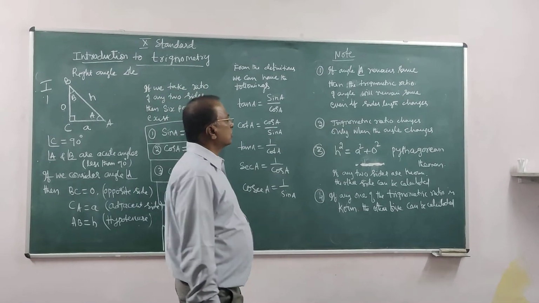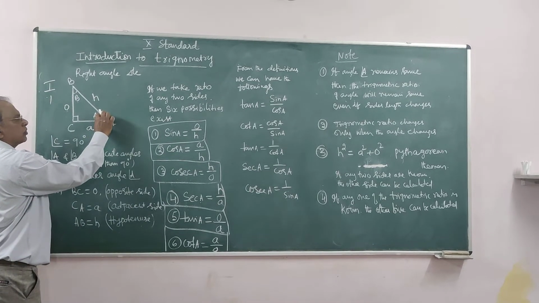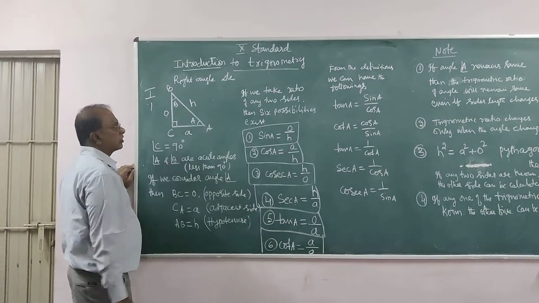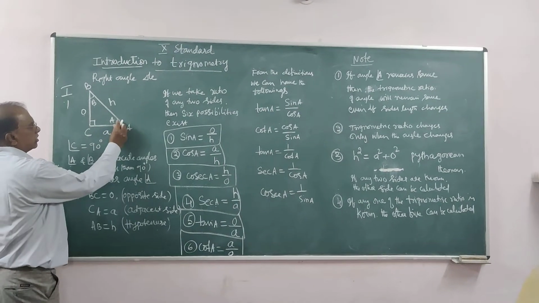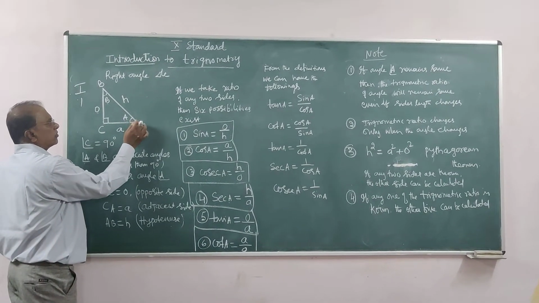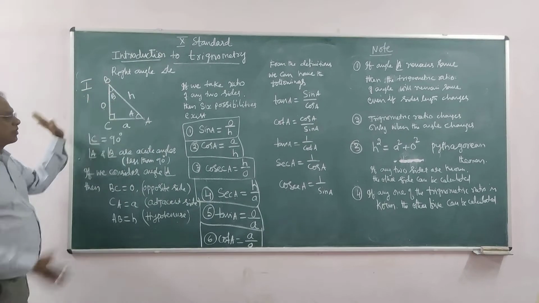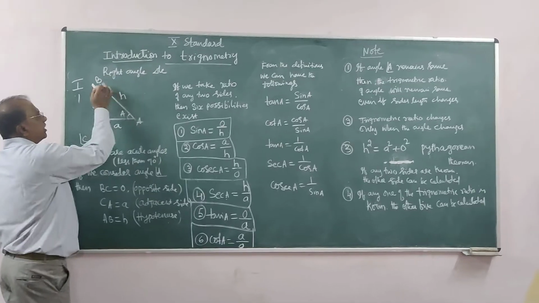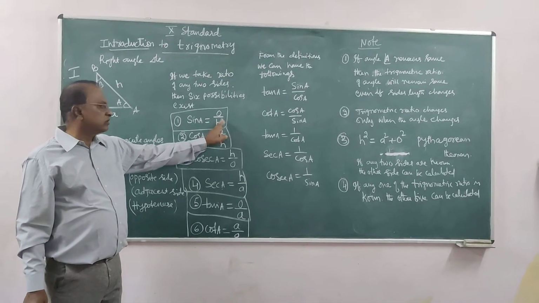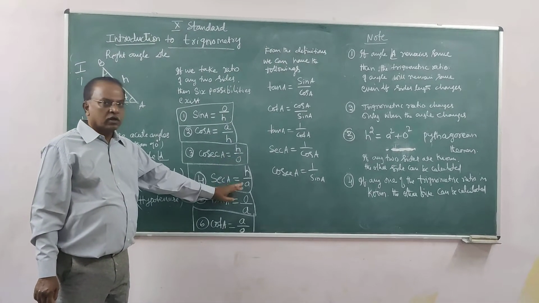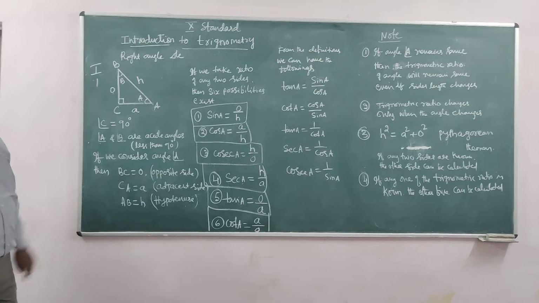What are those notes? If the angle between the two lines remains the same, the trigonometric ratio remains the same, even if the side lengths vary, that is the triangles are bigger or smaller. This ratio is fixed, constant. Trigonometric ratios remain constant. That is one very important note.